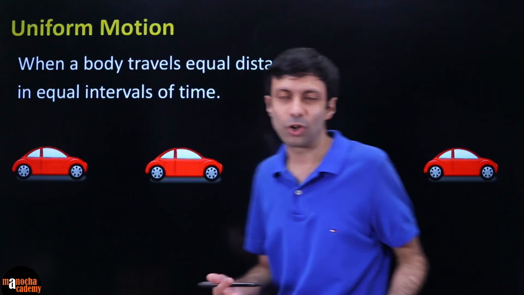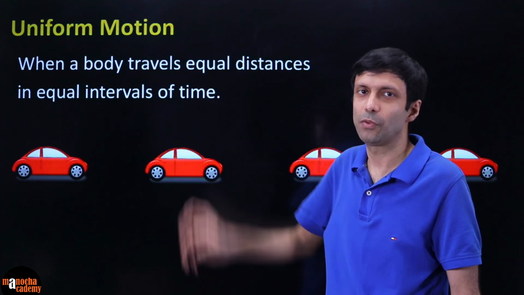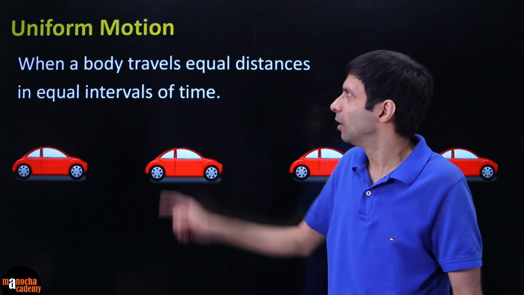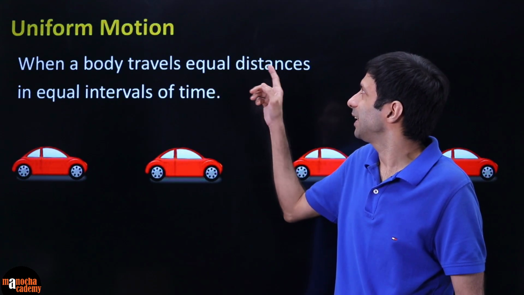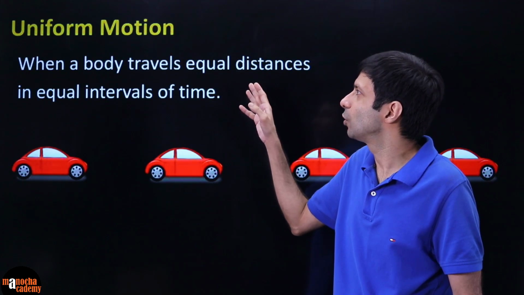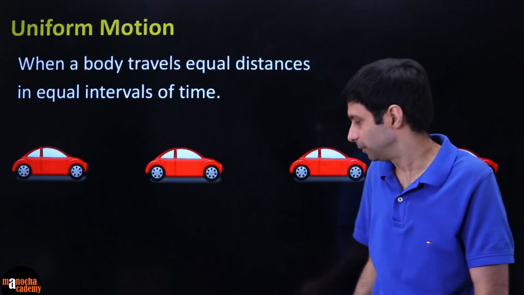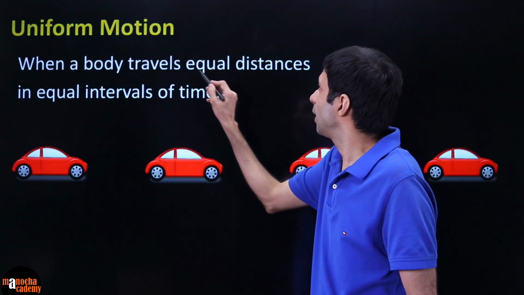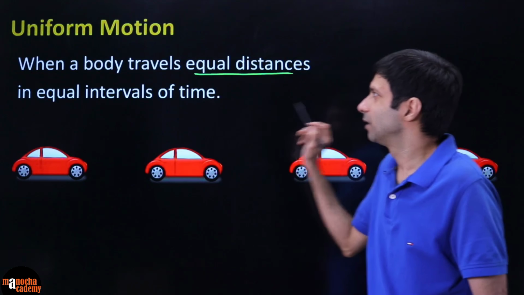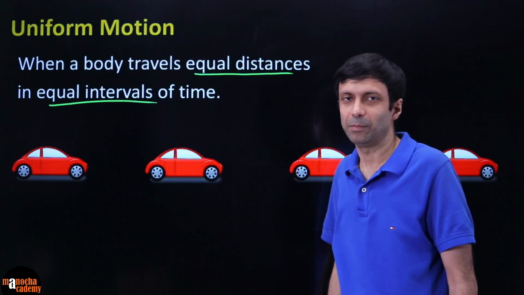Now let's go on to some more concepts of motion. One is called uniform motion. What does uniform motion mean? When a body travels equal distances in equal intervals of time, then we say that it is uniform motion. Please read the definition carefully: when the body travels equal distances in equal intervals of time.